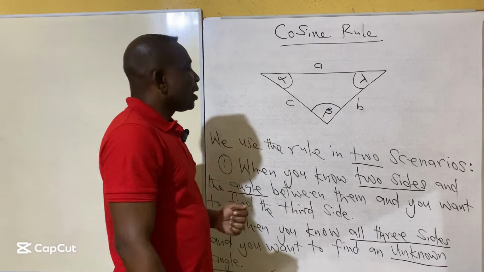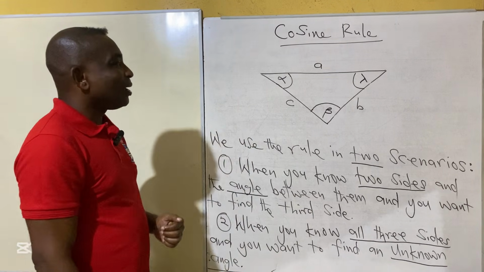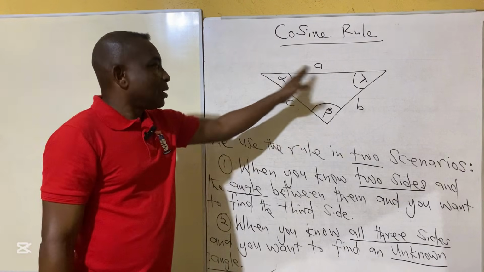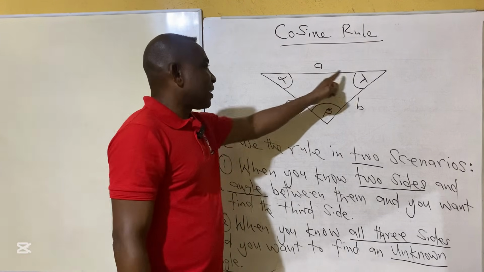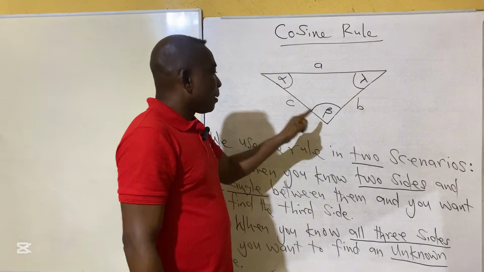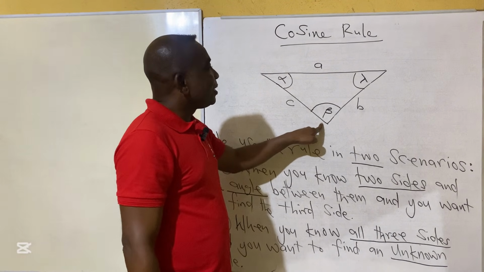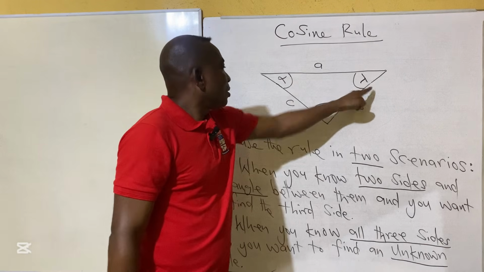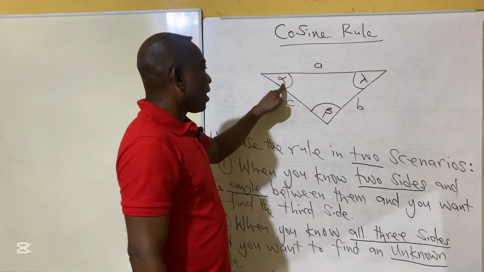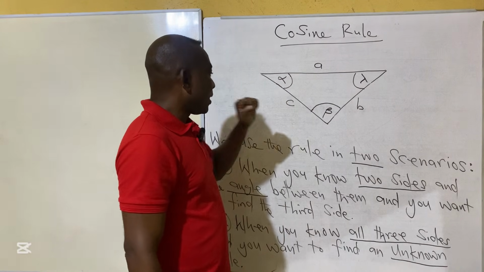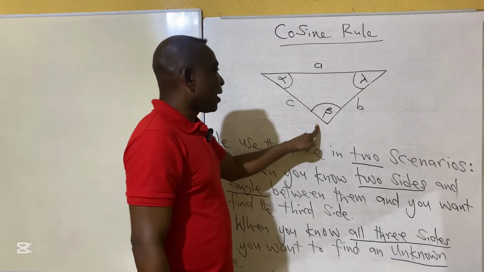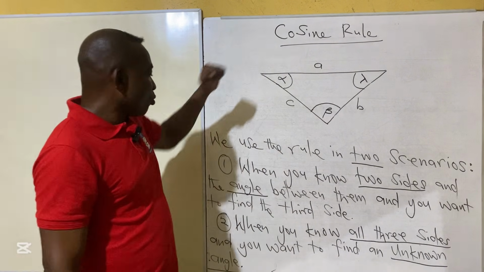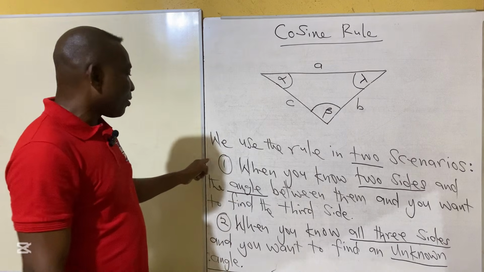Cosine rule. The cosine rule applies to any triangle at all. So let's consider this triangle with side A, with beta being the angle opposite side A, side B with angle alpha opposite, and then side C with the angle lambda opposite. The cosine rule is used in two scenarios.